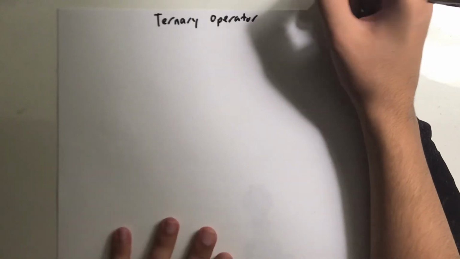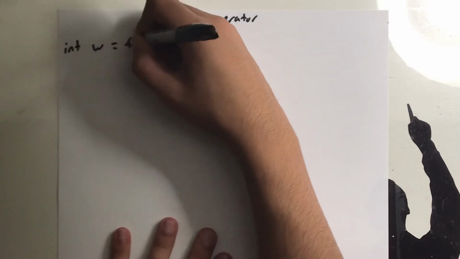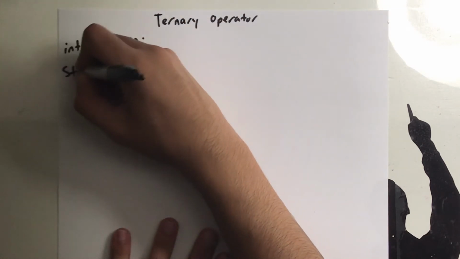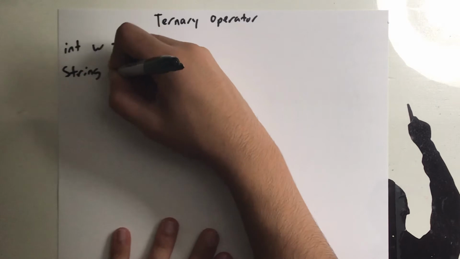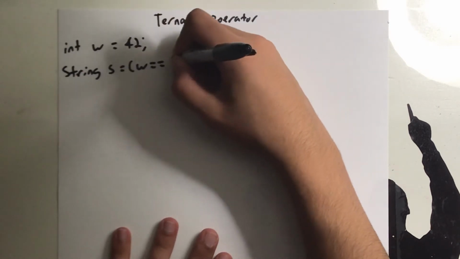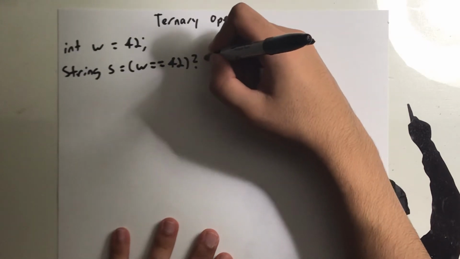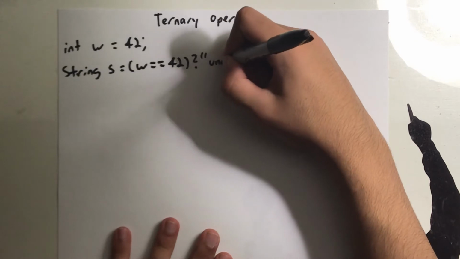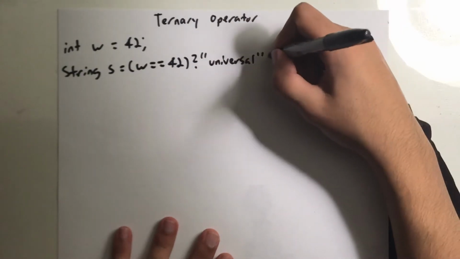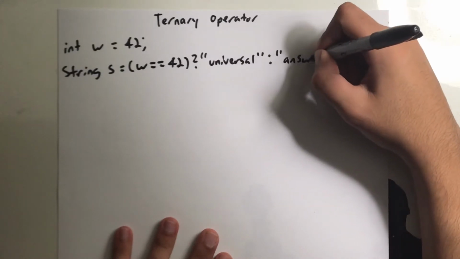So what happens is, let's have int w equal to 42, and we'll say string s equals w equal to 42 question mark universal colon answer.